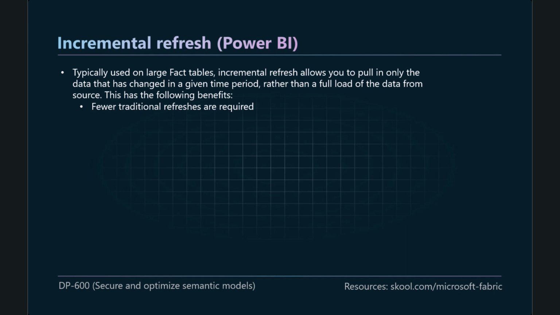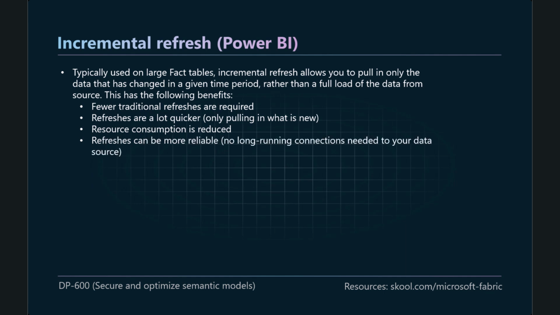For starters, we're going to need fewer refreshes. The refreshes are going to be a lot quicker because you're only pulling in what's new. Your resource consumption could be lower as well, because again, you're only bringing in what's changed. You're not bringing in everything every time. Now, the refreshes can be more reliable because rather than pulling in hundreds of thousands or millions of rows every time you refresh the data set, this could create open connections that are going to run really long on your database and have the potential to be timed out as well. Obviously, when you move to an incremental refresh, that problem is likely to go away because your refresh is going to be a lot quicker.